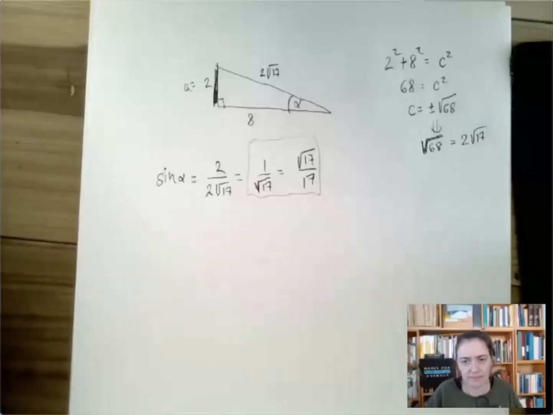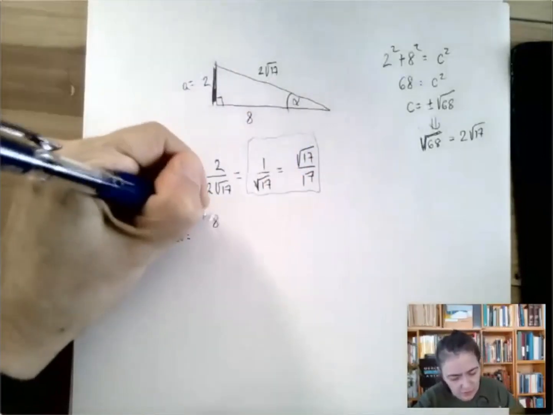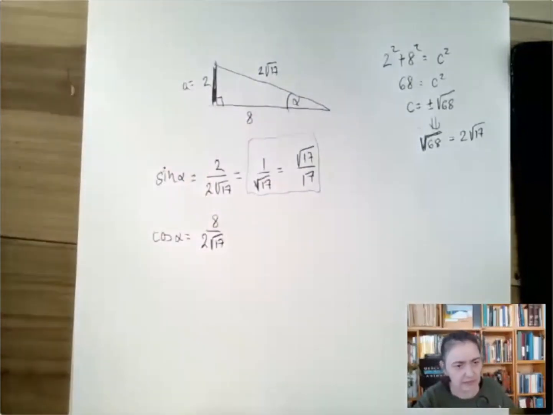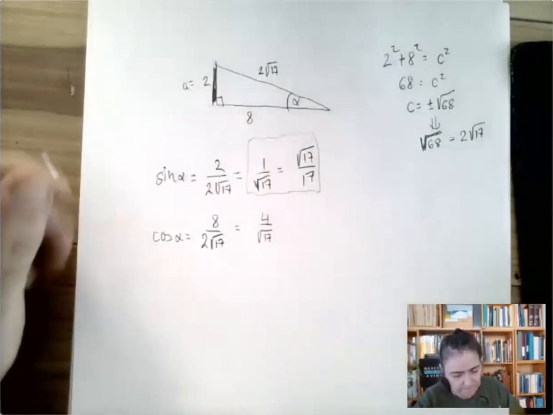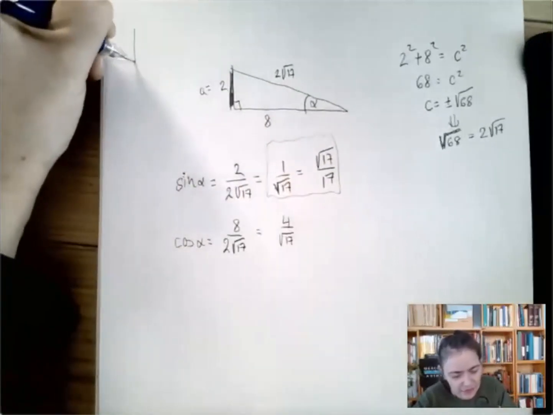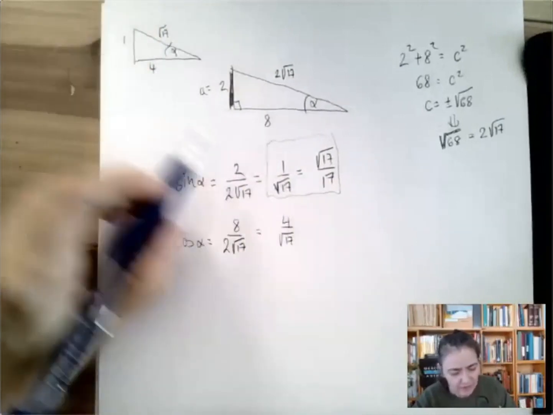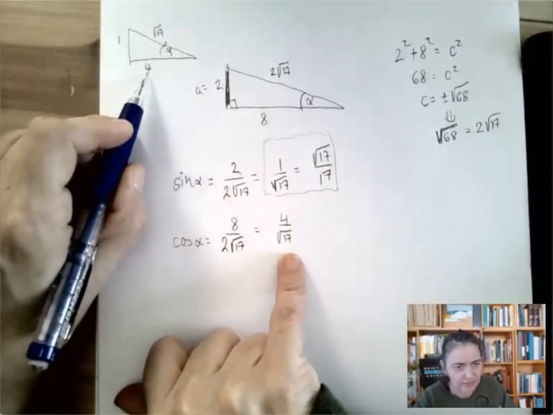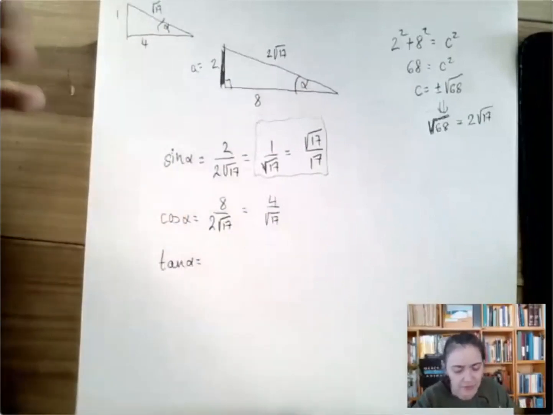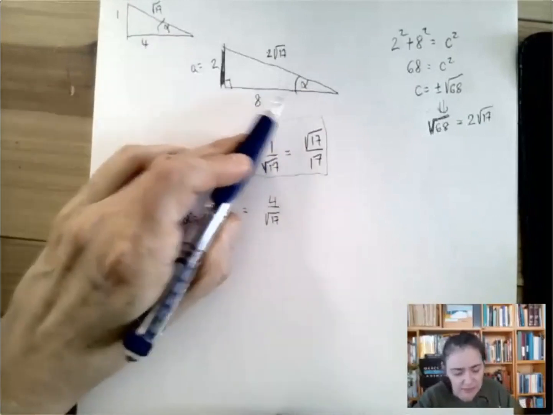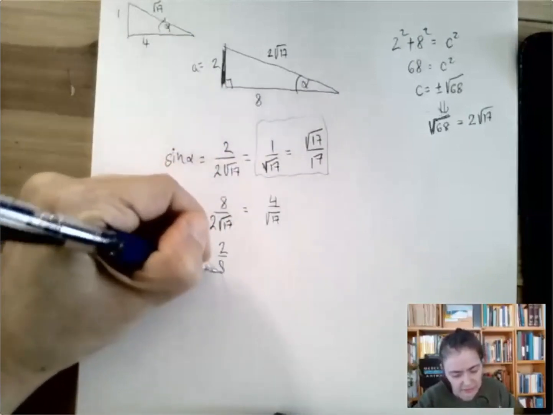So now let's go for the cosine. Cosine alpha is adjacent over hypotenuse. So that's 8 over 2 times square root of 17. Cancel out the 2, and we get 4 over square root of 17. In fact, we would get the same answers if we just scale down to the triangle that is 1, 4, root 17. You see, we would get 1 over root 17 and 4 over root 17 for sine and cosine. But that's okay. We'll just pretend we didn't notice. So tangent alpha is the opposite side divided by the adjacent side. That's 2 over 8, which is 1/4.